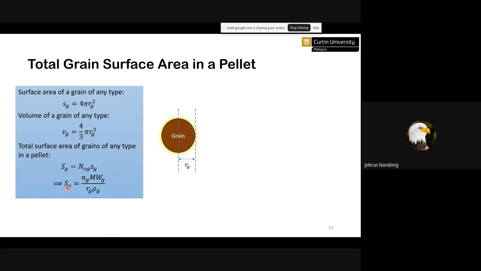Now, actually, we can calculate the total surface area of grains of any type in a pellet, which is given by this one. Sg equal to Ng. Ng is the number of moles of that grain inside the pellet, times the molecular weight of that grain, over Rg multiplied by the density of that grain.